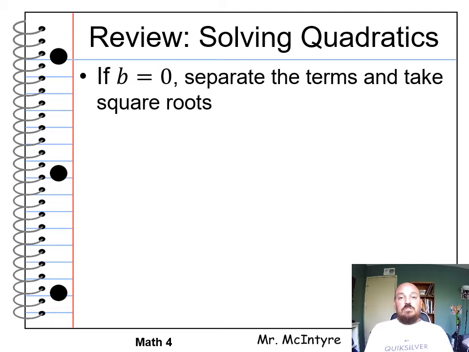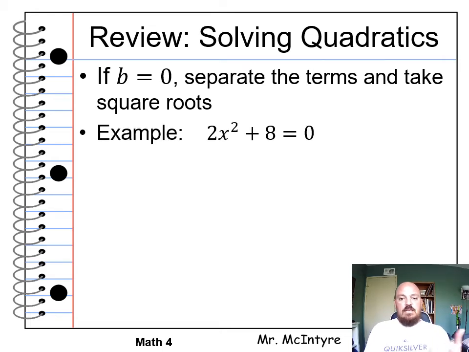Now the other special case is if b equals 0, so that middle term is missing. Here's an example of that. Last time we did 2x squared plus 8x equals 0, so the constant was missing. This time I basically just erased the x and said, what if it's 2x squared plus 8 equals 0? So you don't have that x term in the middle. What I said in the notes is, in that case, don't even bother factoring. Just separate the terms and take the square roots.